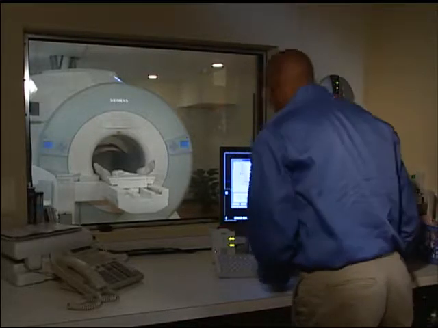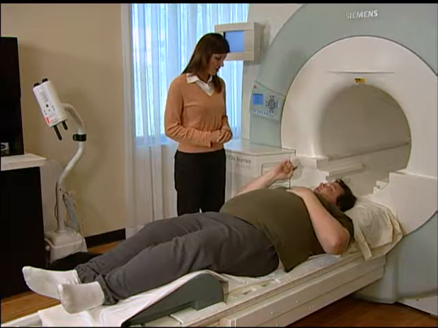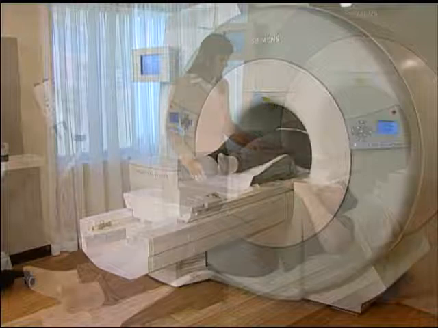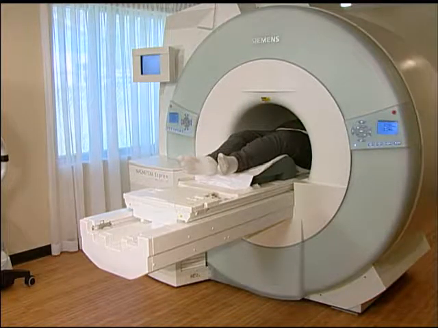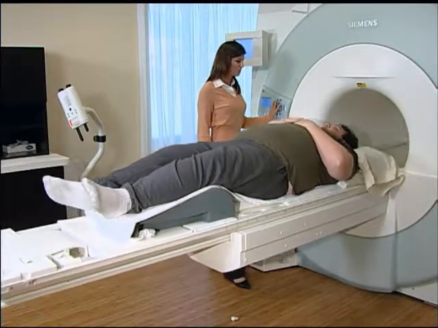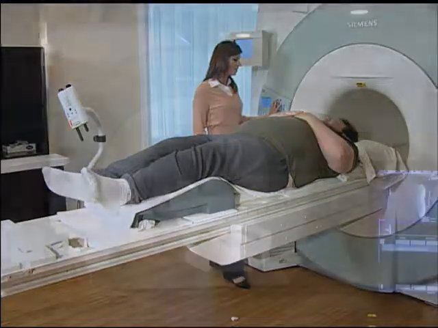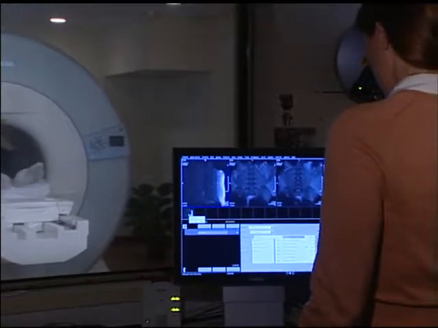I'm doing good. It is very important that you remain still while the images are being acquired. You'll know that an image is being acquired when you hear a knocking sound. You may relax when the machine is not making the knocking sound, but you must remain in the initial position unless you are instructed otherwise. If you move during the procedure, it may be necessary to repeat the exam.